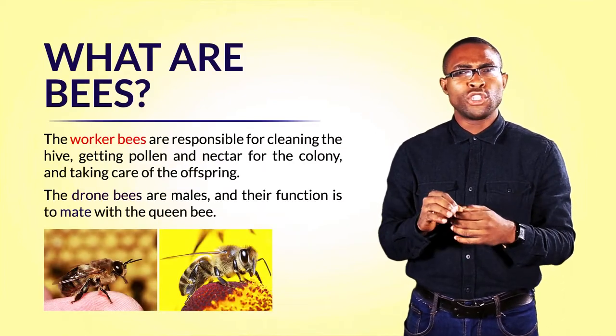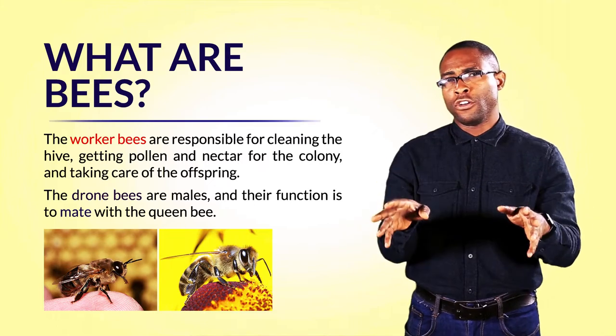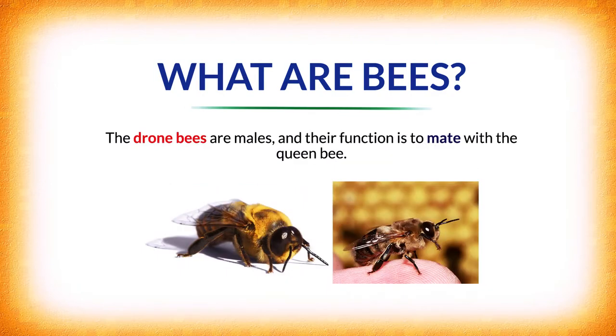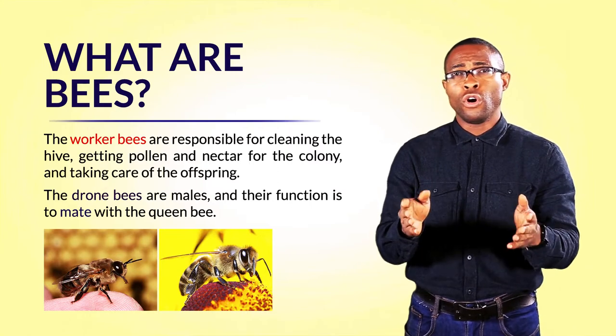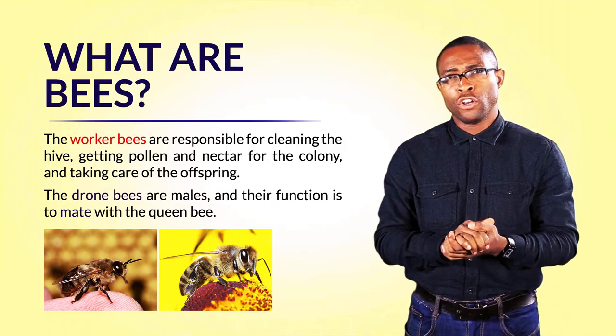The worker bee is also a female. She is in charge of taking care of the colony in terms of cleaning it, going out to look for food for the queen bee and the drone bee. That's the function of the worker bee. Now, the drone bee is the only male in the colony. The function of the drone bee is to mate with the queen bee. That's the only function of the drone bee, because that's the only male in the colony.